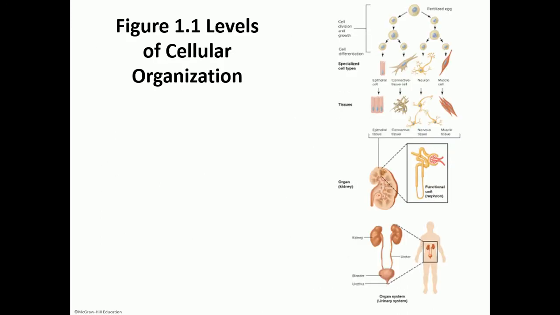So first off, we'll talk about the levels of cellular organization. What does that even mean? Well, it means how do we take that individual unit of a cell and build it up until we make a human being or an organism. Since this is a human physiology course, we'll be talking about humans. So we start off with a fertilized egg, okay, so the egg and sperm unite.